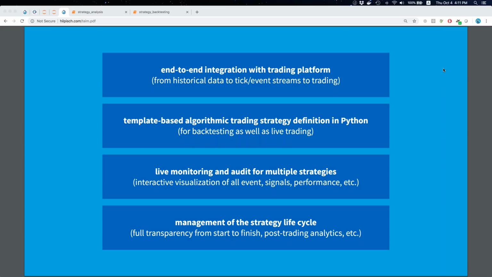Live monitoring and audit for multiple strategies. You have seen interactive visualization of all events, signals, the performance, etc., and you're able to manage the strategy lifecycle. So you have full transparency from start to finish. You can do your post-trading analytics by a simple export based on standard Python functionality and standard Jupyter notebooks. So when it gets to the standardized deployment of AI-based trading strategies, and you are a Python fan, I think the AI machine is the right way to go.